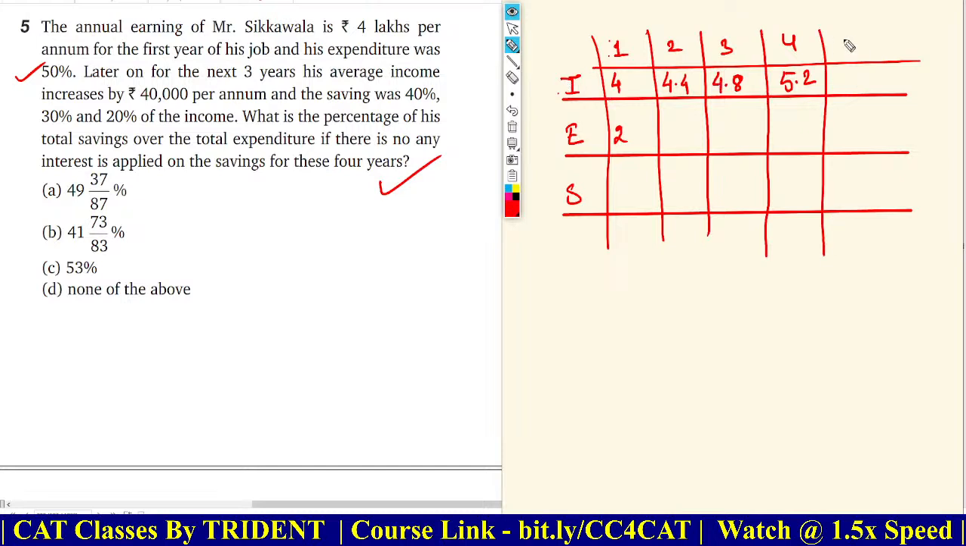You can actually do another one for a total, and then we have to calculate the savings and the other things. His average income increased by 40,000 per annum, and the savings were 40, 30, and 20 percent of the income. All right.